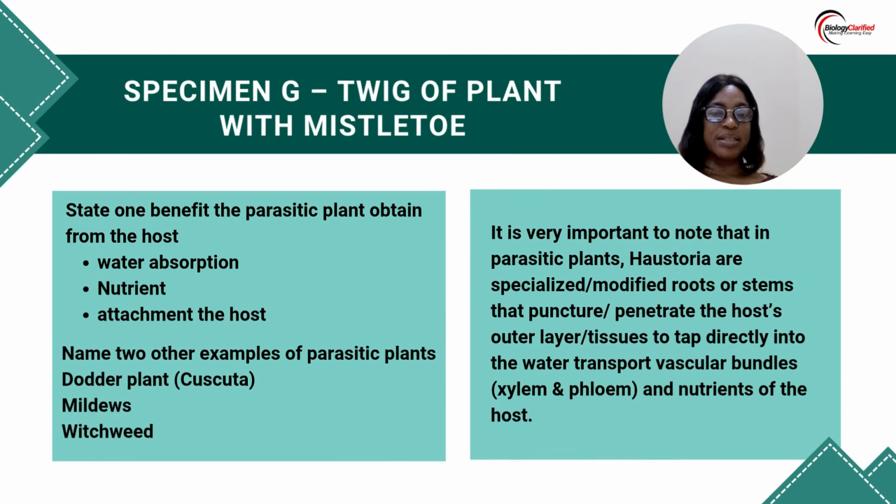If you are told to state one benefit the parasite plants obtain from the host: water absorption, nutrients, and attachment to the host. Name two other examples of parasitic plants aside from mistletoe. We have dodder plants, that's Cuscuta, and meadows. Then it is very important to know that in parasitic plants, haustoria are specialized or modified roots or stems that puncture or penetrate the host's outer layer or tissue to tap directly the transport of vascular bundles that is there. That's how they're able to take their nutrients and take their water from the host.